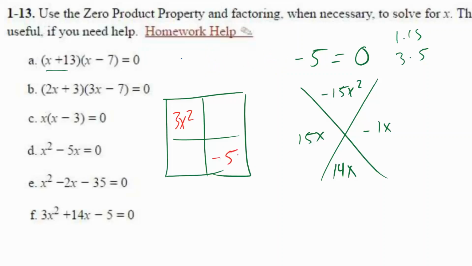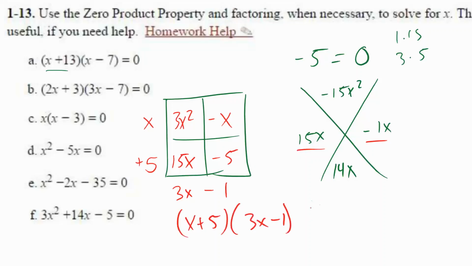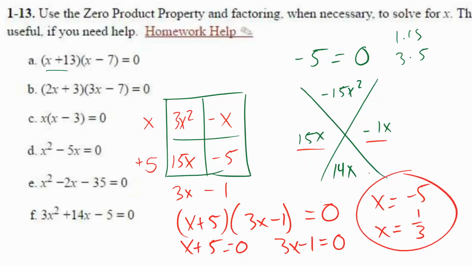3x squared and our minus 5. And then these guys go right here. And then we do our factoring. I can factor a 3x out coming this way. I can factor a negative 1 out coming this way. I can factor an x out, and it looks like a 5 here. So my factors are x plus 5, 3x minus 1, set them equal to 0, x plus 5 equals 0, 3x minus 1 equals 0. So x is going to equal negative 5, and x is going to equal 1/3.